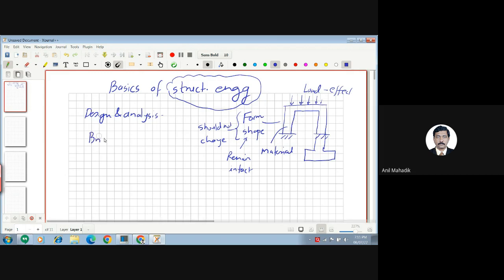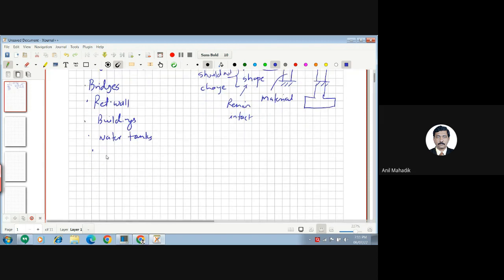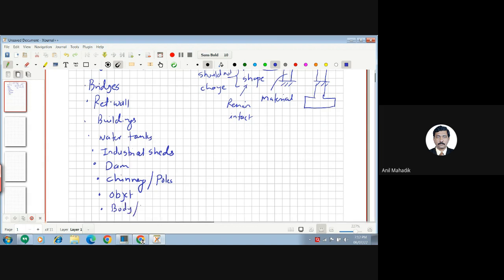Either it may be bridges, types of structures we have already seen. It can be retaining walls, buildings, water tanks, industrial sheds, and there may be dams also, chimneys, poles. So actually even our body is a kind of structure. Everything which is on the earth is a structure in general, in object form. Our human body is also a structure. Then whatever trees are there, they are also a structure.